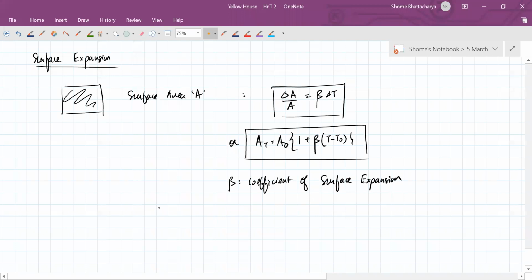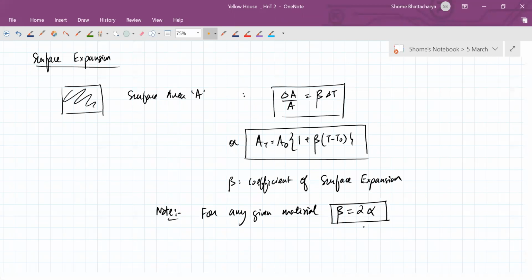Now, for any material, the value of beta will be twice the value of alpha. So whatever the coefficient of linear expansion, the coefficient of surface or area expansion is double of that. You know, this is very easy to understand why this is the case. We will look at the proof of this also.